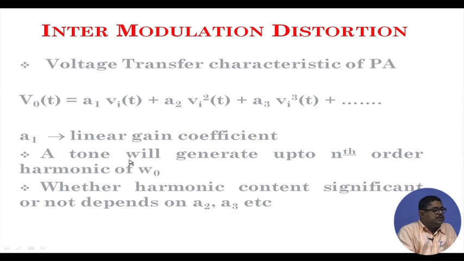So, we say that if we have non-linearity like this, up to nth order, meaning I have a sizable term up to Vi to the power n, then up to nth order harmonic will get generated. Whether the harmonic content is significant or not depends obviously on these coefficients A2, A3, etc. This is called the second non-linearity component, this is called the third non-linearity component. If they are significant, then we will have significant harmonics, otherwise not.